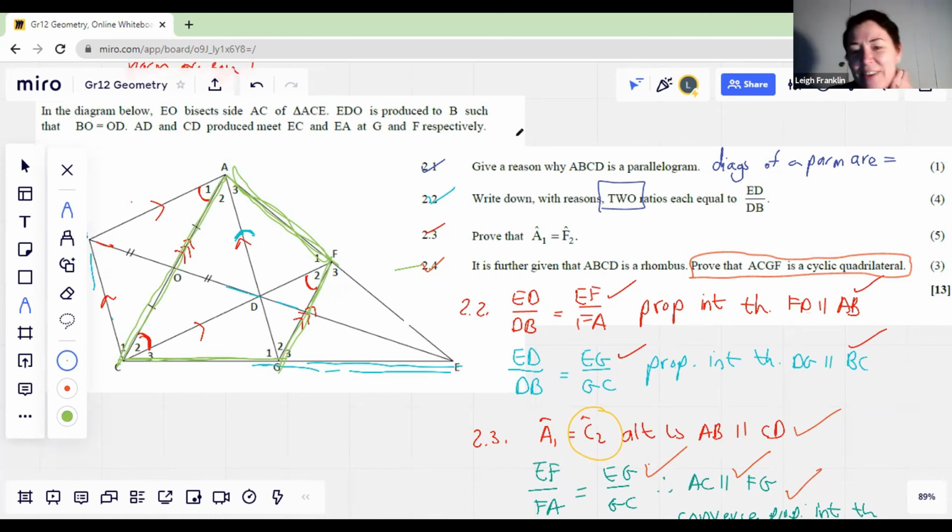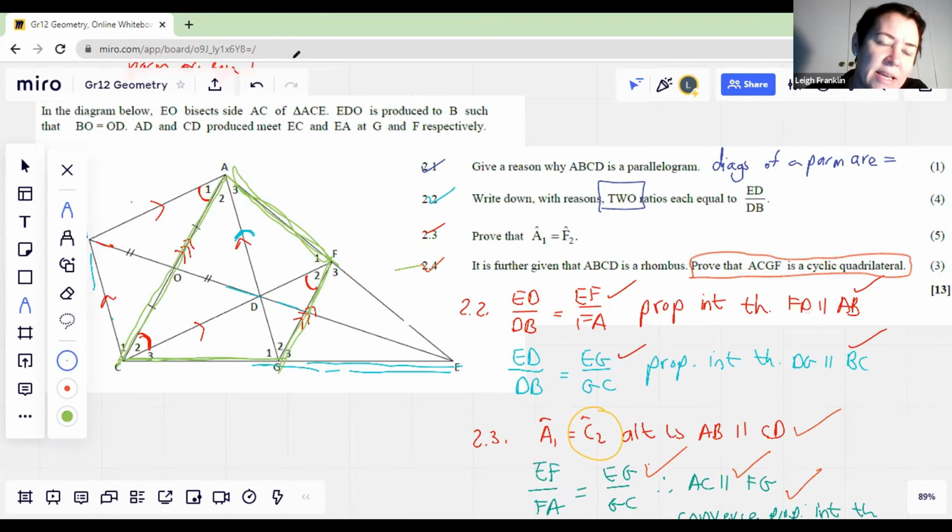Butterfly is much nicer. Okay, so we can see that there is a butterfly inside ACGF, right? So it seems likely that we could use converse angles in the same segment, right? If we could show that A2 was equal to F2, or if we could show that G2 was equal to C2, then we would be able to prove this, right? The other thing we mustn't forget is that ABCD is a rhombus. So if ABCD is a rhombus, what do we know about the diagonals of rhombuses? See, again, theory that they're asking us.